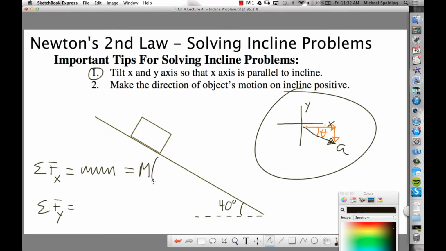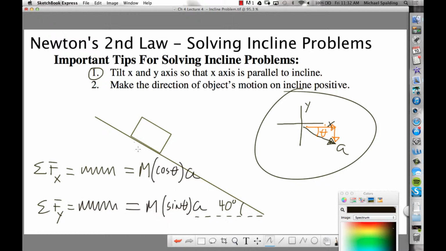You'd be like M cosine theta A, right? You'd have to break the acceleration into components. And then you sum the forces in the y, you'd be like blah, blah, blah. It's different for every problem. But when you're done summing the forces, it's equal to M. You'd have to say sine theta A. Does that look like fun?